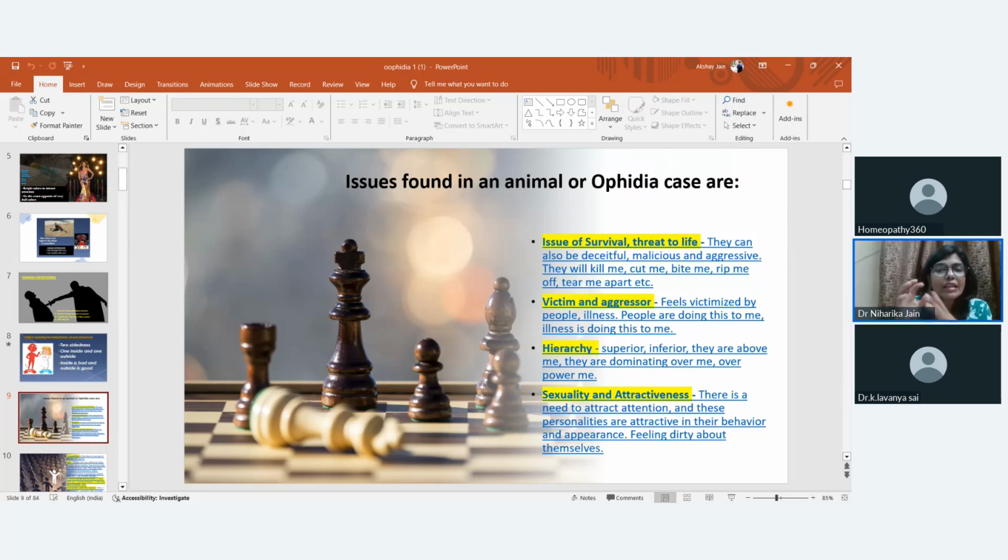Now, basically, we see the Ophidia cases. So what issue do we find in an animal or Ophidia case? If you are seeing an Ophidia case, how can you see the issue? There is an issue of survival, threat of life. They can also be very deceitful, malicious, aggressive. They will kill me, cut me, bite me, rip me, tear me.